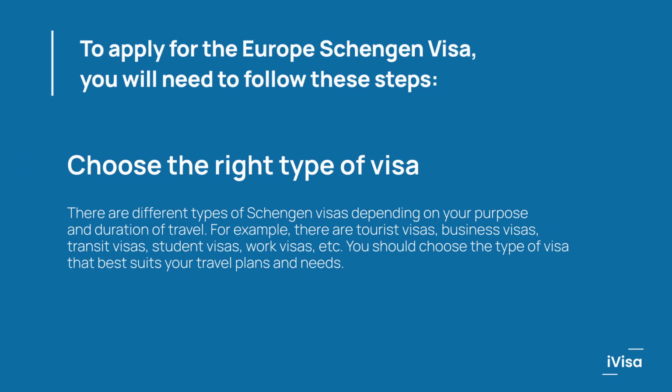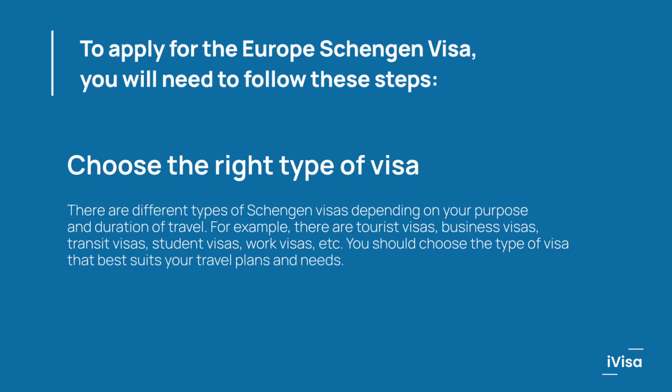Choose the right type of visa. There are different types of Schengen visas depending on your purpose and duration of travel. For example, there are tourist visas, business visas, transit visas, student visas, and work visas, just among others. You should choose the type of visa that best suits your travel plans and needs.